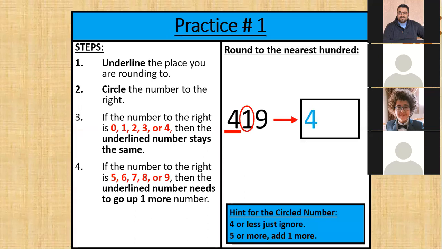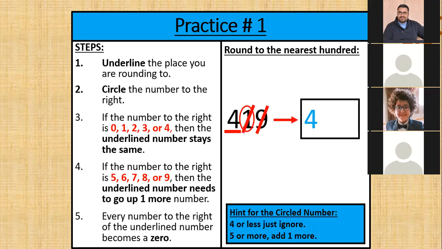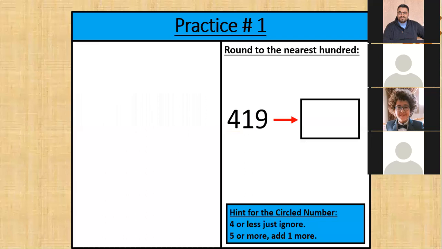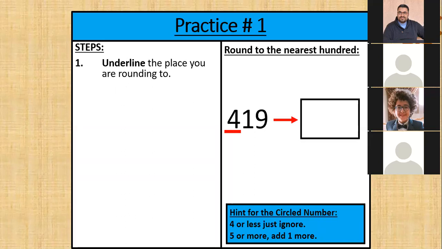And the last step, here we will cancel 2 numbers together. We will cancel both of these numbers and write 0. So again, from the beginning, step number 1, we will put a line under the number in the 100 place. This will be step number 1.